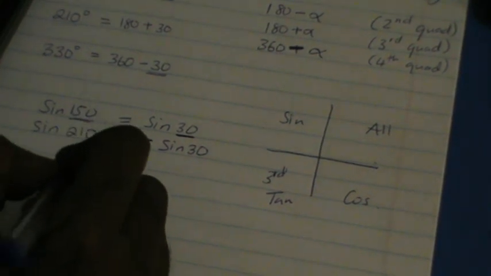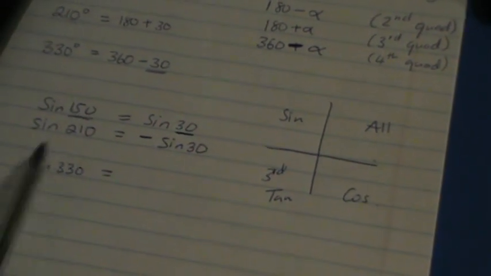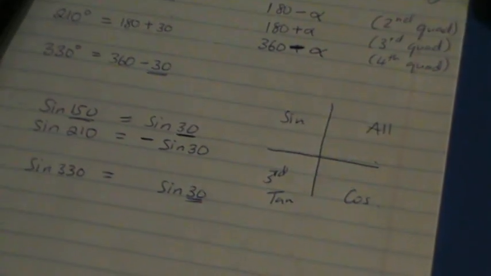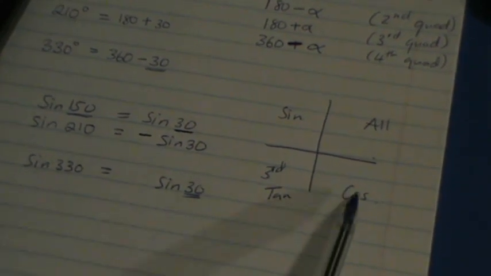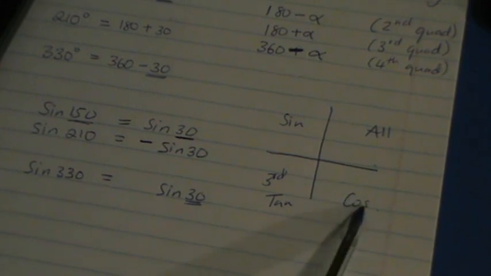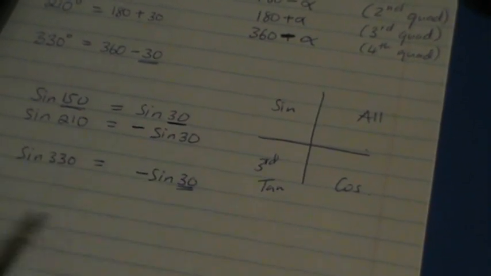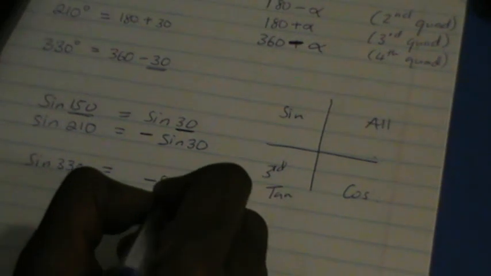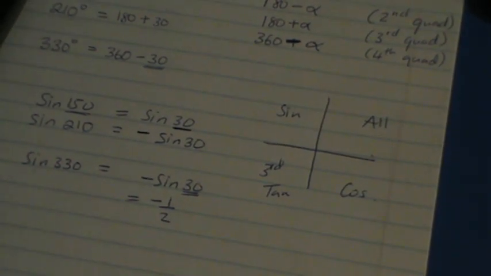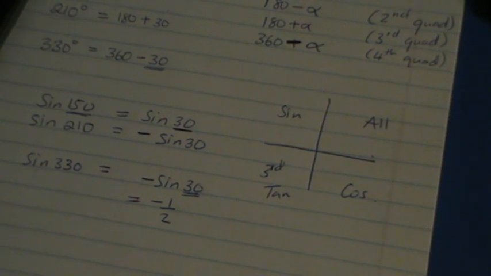And I'm sure you can already guess what sine of 330 is. We can expect it to be equal to sine of 30, which is its reference angle. The only difference is that in the fourth quadrant, sine is negative because only cos is positive. So it's negative sine of 30, which is negative a half. Okay, and this works with all the other angles that have a reference angle.